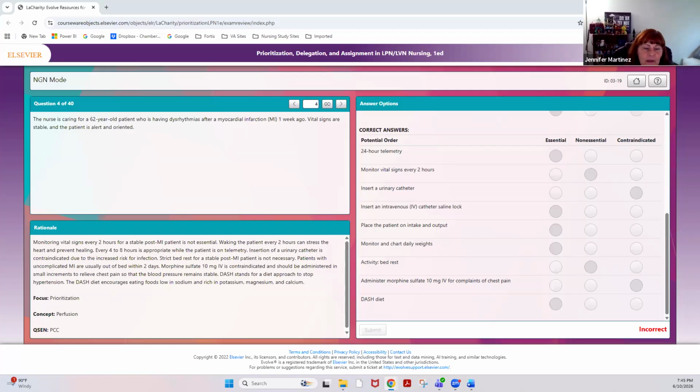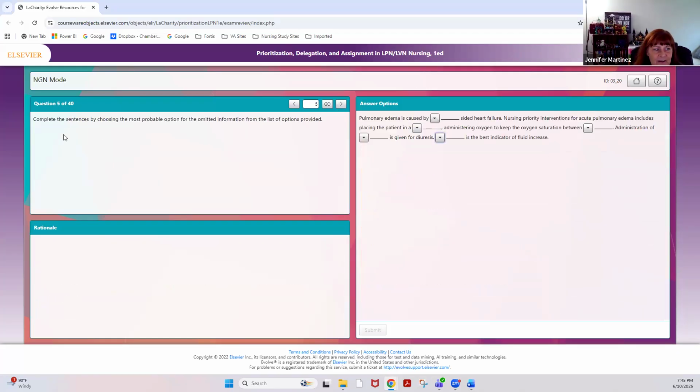Okay. And then the DASH diet, of course, that's going to be essential, right? What is the DASH diet? A low sodium, heart healthy diet, absolutely, right? So, that's absolutely right. If he's already had a heart attack, DASH stands for the Dietary Approaches to Stop Hypertension. Okay.